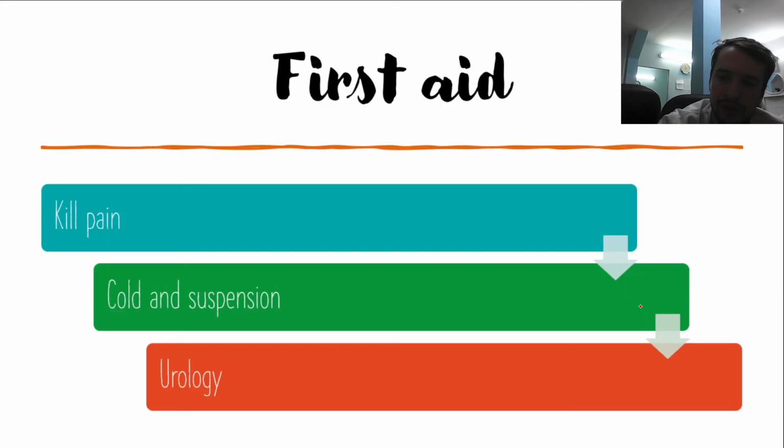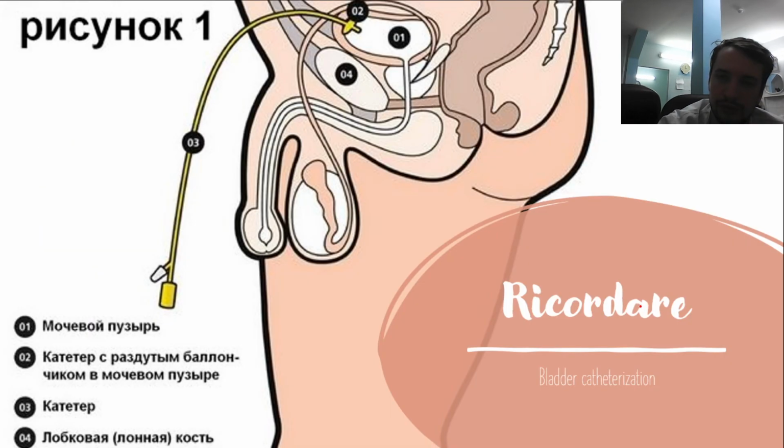First aid: painkillers, apply cold to the perineal area, and a suspensory, then hospitalization in urology. Catheterization of the bladder is strictly prohibited. You can harm the patient. Don't do it, or be very careful.